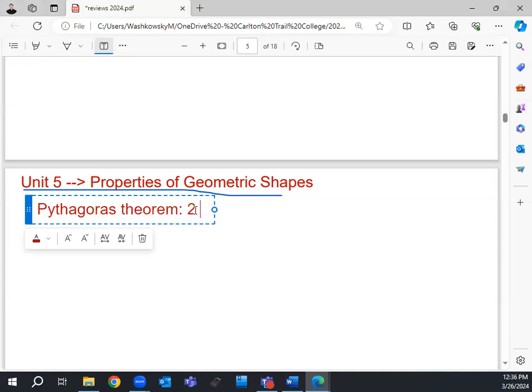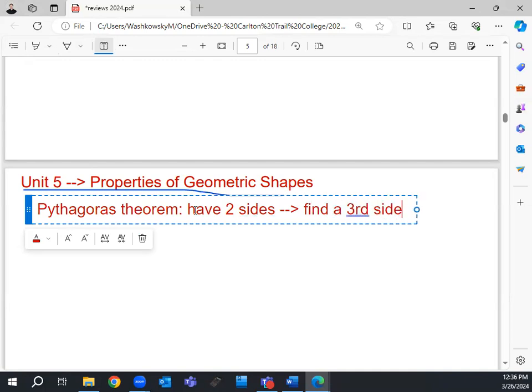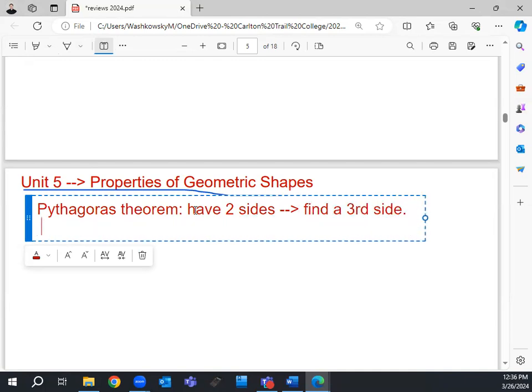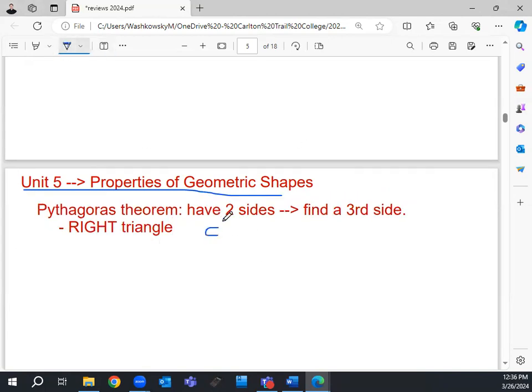You use Pythagoras theorem when you have two sides and you're trying to find a third side. More specifically, it is a right triangle. This will not work on non-right triangles. We know our formula for that, right? C squared is equal to A squared plus B squared, or A squared plus B squared is equal to C squared, but that's the same thing. You know that C is your hypotenuse, right? And it doesn't matter what A and B are, but C is always your hypotenuse.